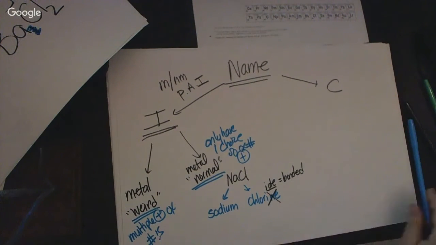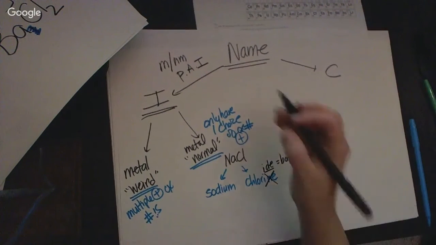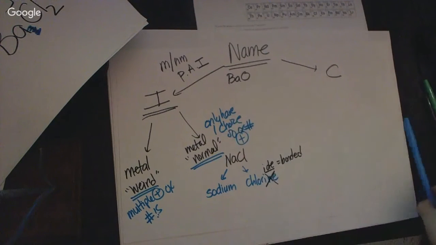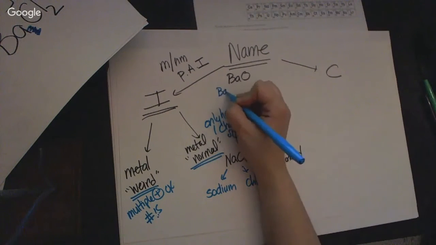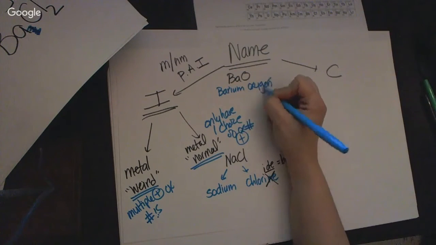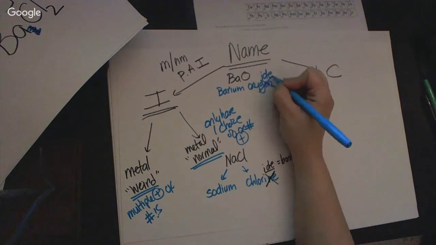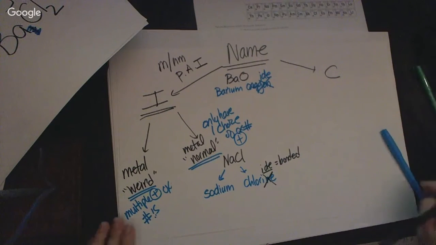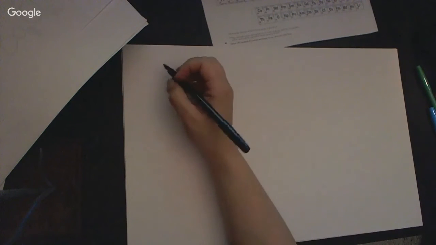Okay, so let's say you had something like barium oxide. Well, I would name this barium, I would name this oxygen. I would cross off the ending and I would add ide, and this would become barium oxide. I'm actually going to have to transition to a new piece of paper here. So we did barium oxide, we did sodium chloride.